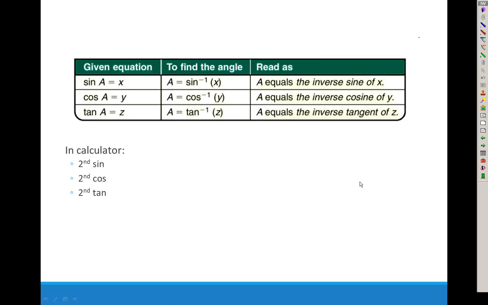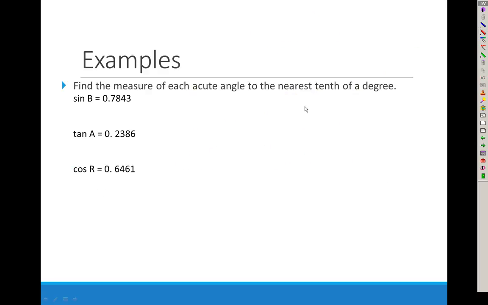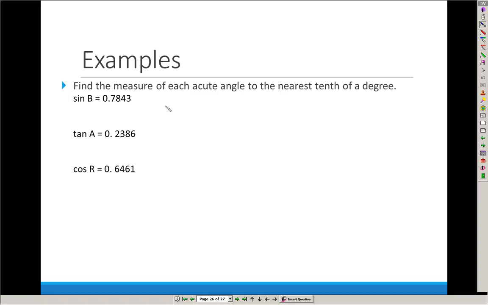So let's do something like that. Remember, for each of these, you're going to hit the second sine button, or the second tangent, or the second cosine of this decimal. So if you do that, you hit second, and then you hit the sine button, and above the sine button it says sine -1. Sine -1 should show up on your calculator. In parentheses, you're going to put 0.7823, and that will equal 51.5 degrees. Nearest tenth is 51.5.